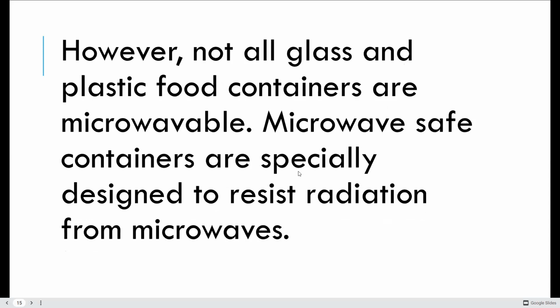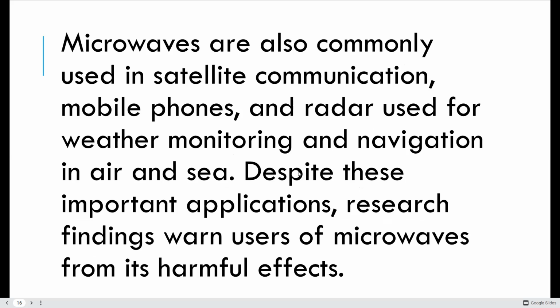However, not all glass and plastic food containers are microwavable. Microwave safe containers are specifically designed to resist radiation from microwaves. Microwaves are also commonly used in satellite communication, mobile phones, and radar used for weather monitoring and navigation in air and sea.